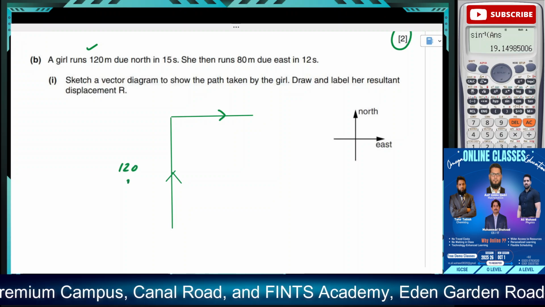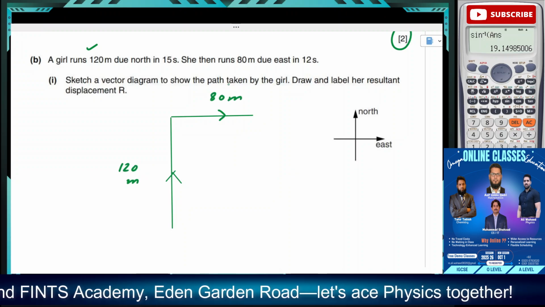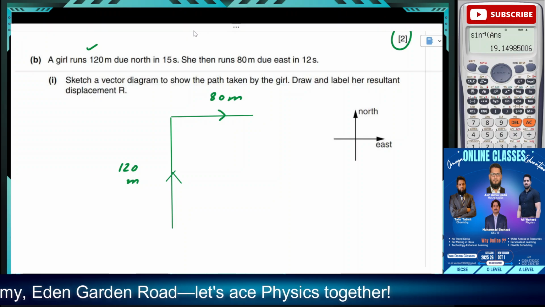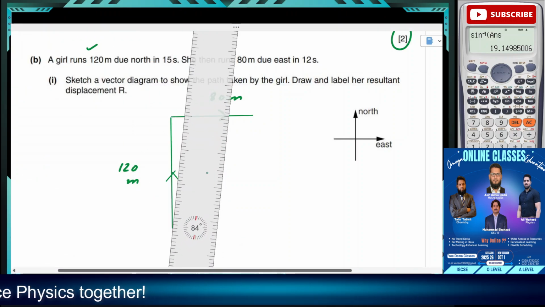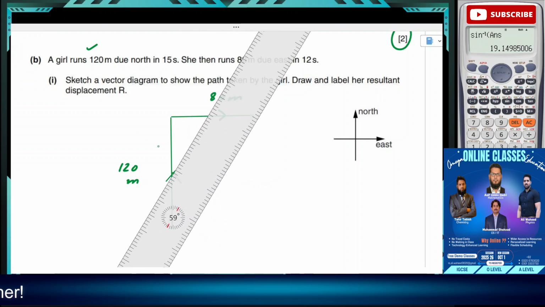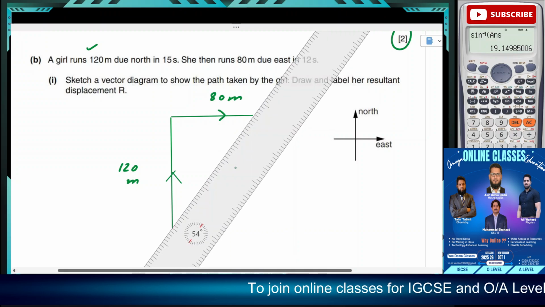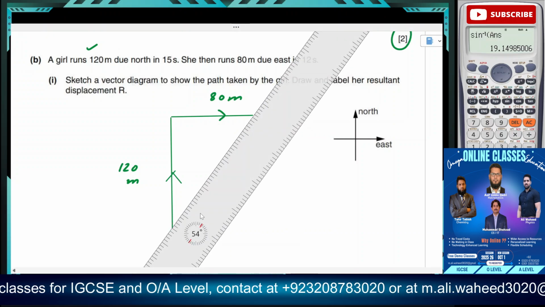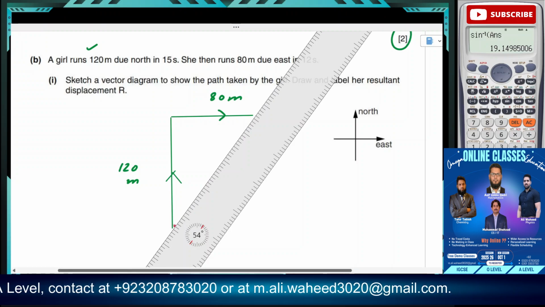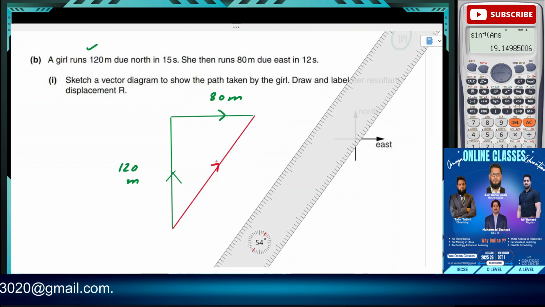So first one, since it is just sketching, question is only for 1 mark, you can draw it without the scale. You don't have to scale the diagram. What is the last step? To show the resultant vector, you join the start point to the end point. And you don't have the colored pencils for the paper, so you can draw the resultant with double arrows.